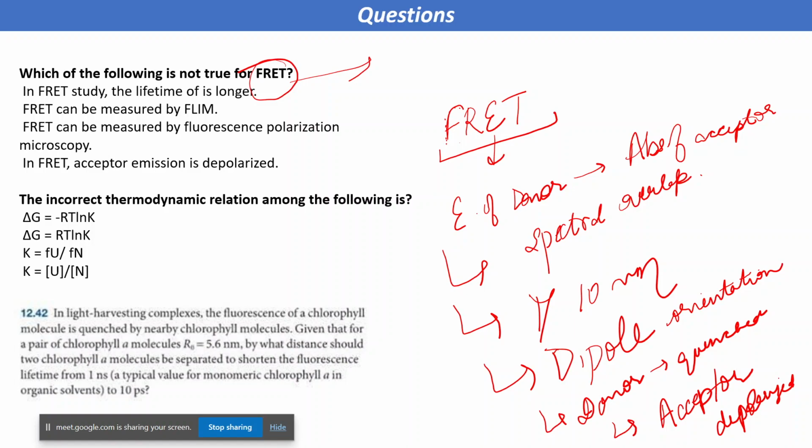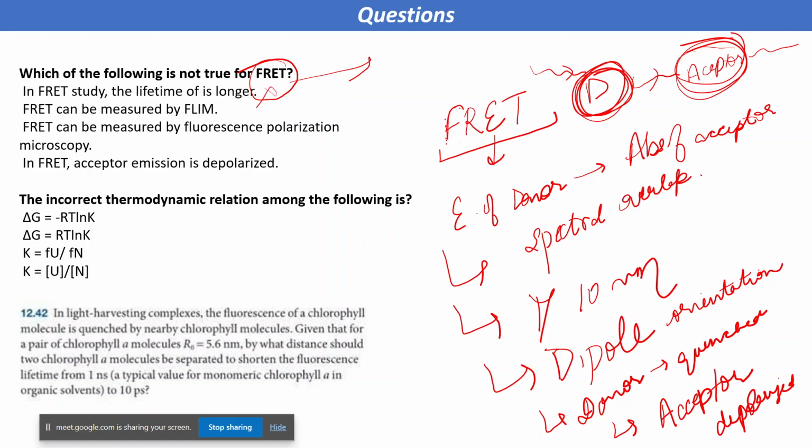And you know that if you just excite a donor, then this donor emits light and the acceptor takes it and further emits light. That is, there is an energy transfer from the donor to the acceptor molecule. So the acceptor's fluorescence will be enhanced due to the donor's excitation, and also the donor lifetime is shortened in FRET. So in the first option they are saying that in a FRET study the lifetime is longer. So it's wrong.